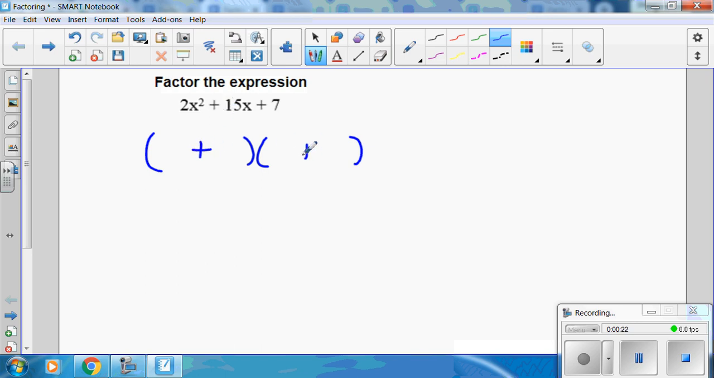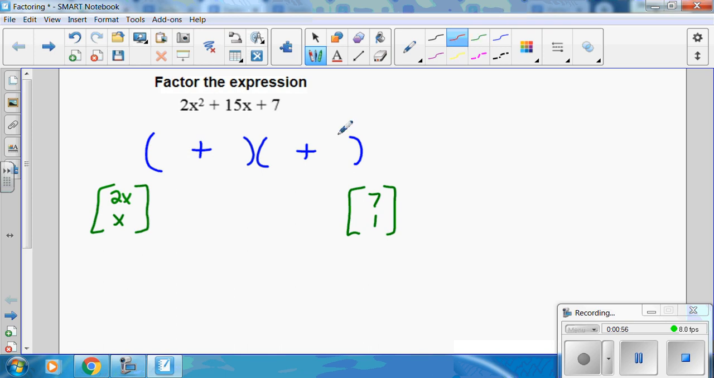So plus and plus. So now we need two terms here and here to multiply together to give us 2x squared. So we know it's going to be x and 2x, but we just don't know where they're going to go. So I'm just going to write it out as 2x and 1x. And that multiplies together to give us 2x squared. Then we need two numbers here and here to multiply to give us 7. Well, that's got to be 7 and 1.